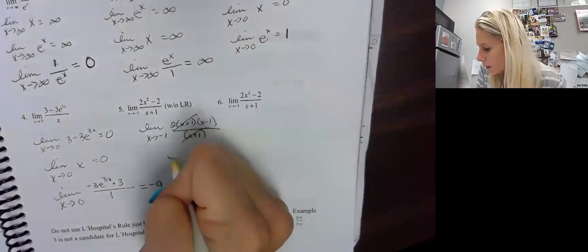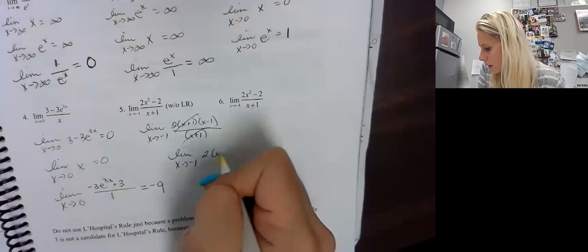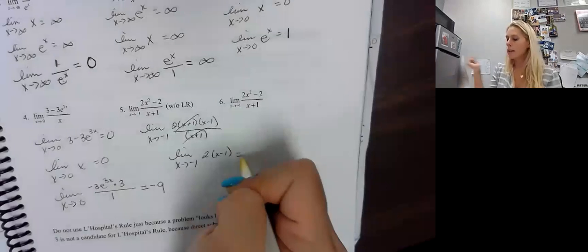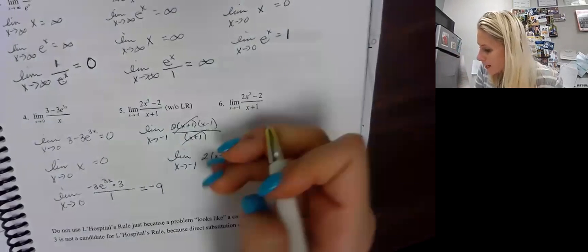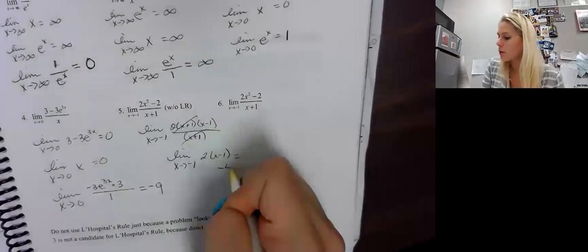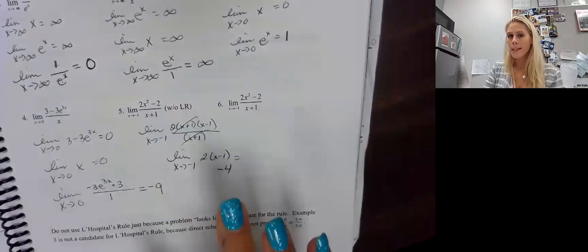So what I'm really looking at is limit as x approaches negative 1 of 2 times x minus 1. So now I plug in, right? Negative 1 minus 1 is negative 2. Negative 2 times 2 is negative 4. So this is using our algebraic way and canceling. This is the same problem.